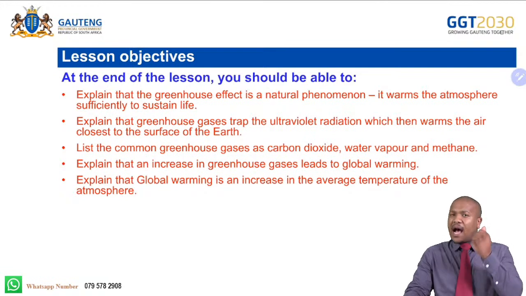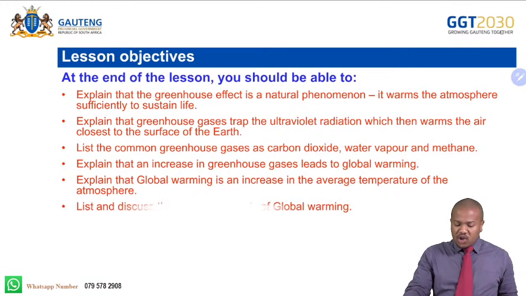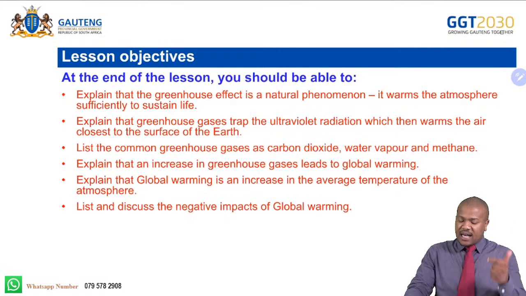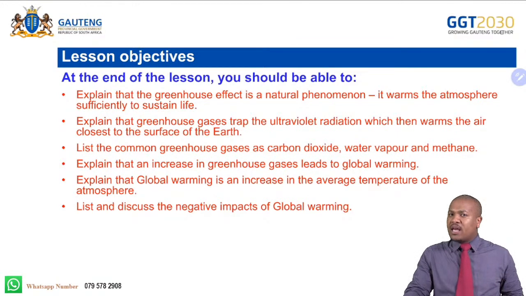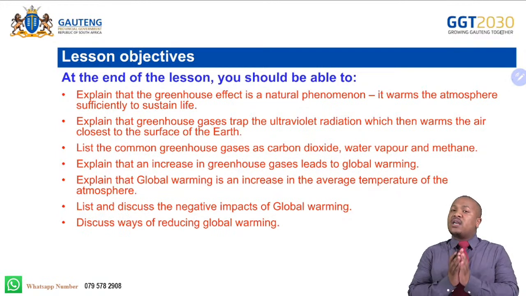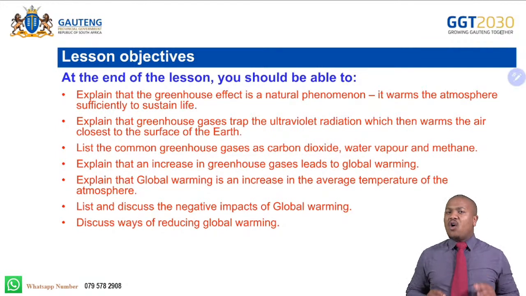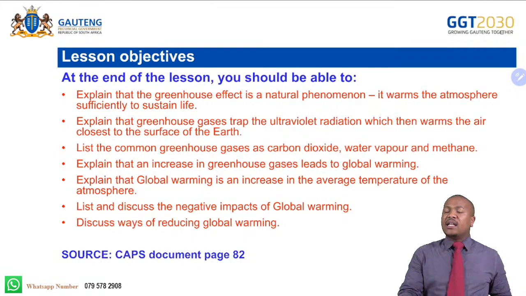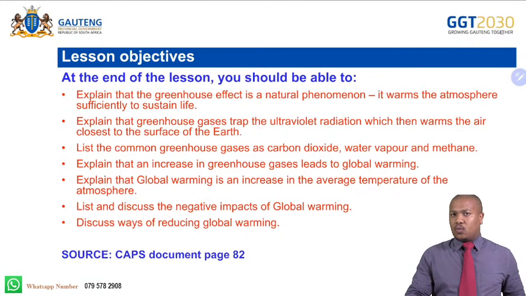Not only that, you need to be able to explain that global warming is an increase in the average temperatures of the atmosphere. And also, you need to be able to list and discuss the negative impacts of global warming. Then lastly, you need to be able to discuss ways of reducing global warming. And all this information is found under the CAPS document on page 82.